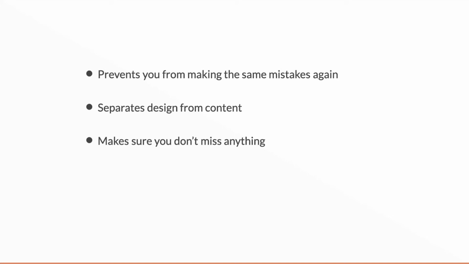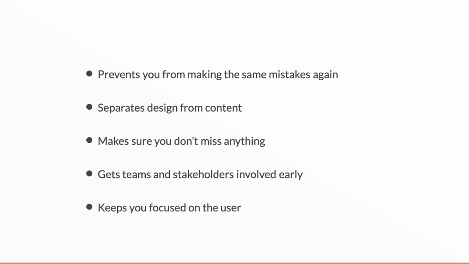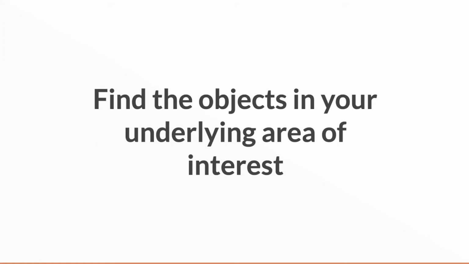And actually we don't want to add anything more, but we might be missing a fundamental object that users care about. So the domain model will make sure that we bring that in. It gets teams and stakeholders involved early, and it keeps you focused on the user by looking at the stuff that they care about. So domain modeling is effectively finding the objects in your underlying area of interest.